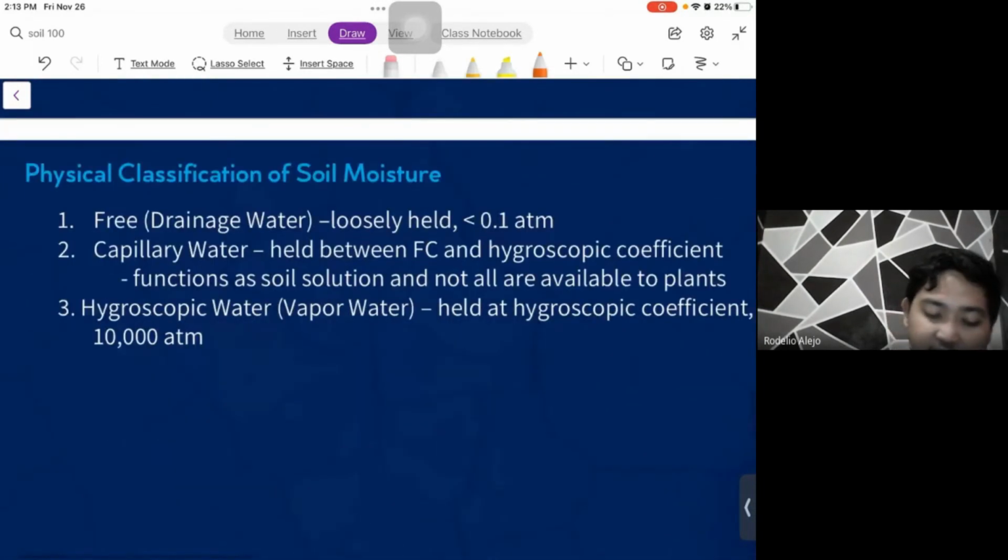Then we have the hygroscopic water. So this is water vapor held at the hygroscopic coefficient, which is actually 10,000 atmosphere. Okay? So ito na yung pinakakaunti na tubig. Talagang hindi na matanggal-tanggal sa lupa. Okay? Dahil sa sobrang dikit niya.